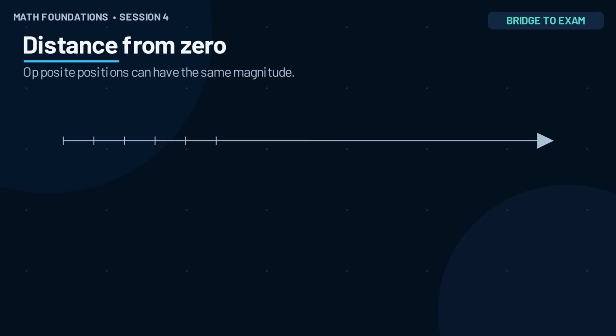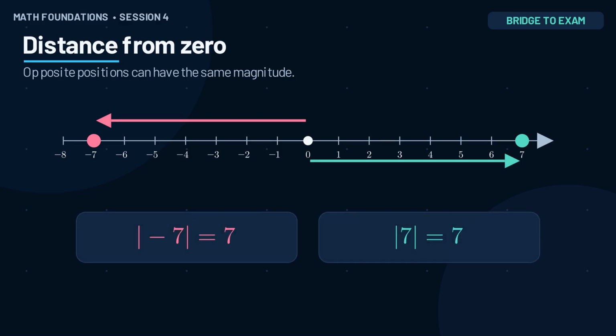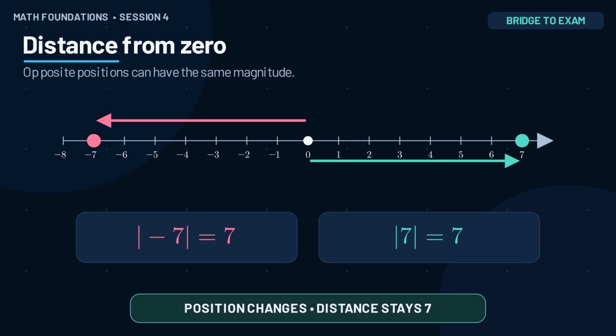Absolute value bars can be read as distance from 0. -7 is 7 units left of 0, so the absolute value of -7 is 7. +7 is 7 units right of 0, so its absolute value is also 7. Positions are opposites, but the distances match. In symbols, absolute value of -7 equals 7, and absolute value of 7 equals 7. The result describes magnitude, not direction.